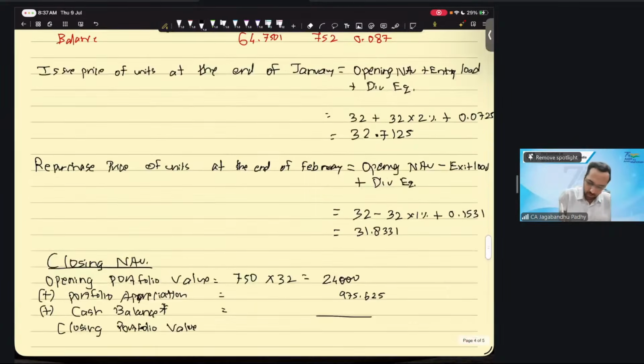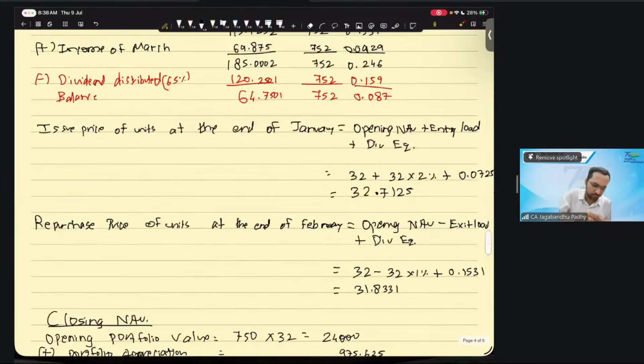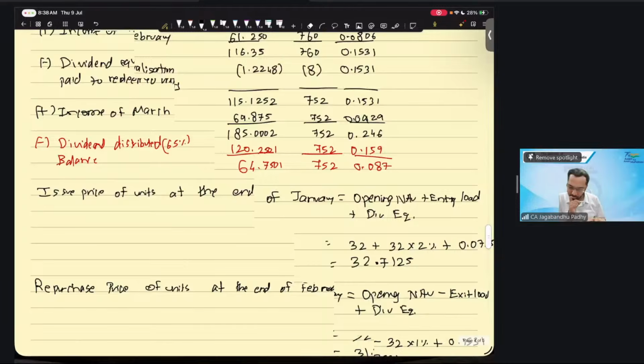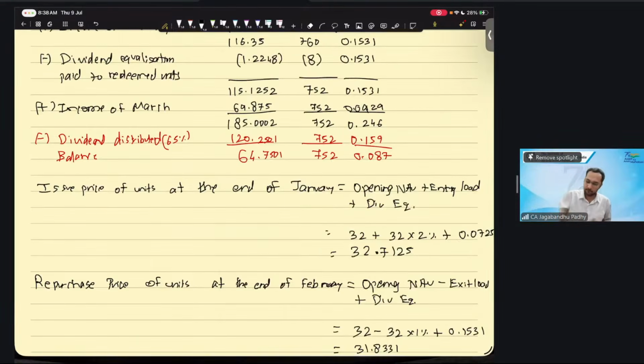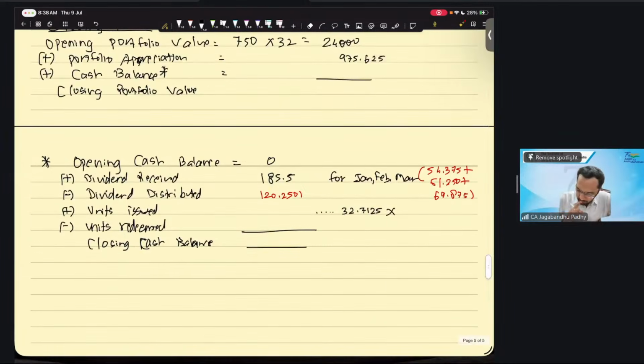Then the units that you have issued, the issue price is given to us as 32.7125. And how many units have been issued? 10. So for each unit, you are charging 32.7125. You just need to multiply it by 10. 32.7125 into 10, which is 327.125.